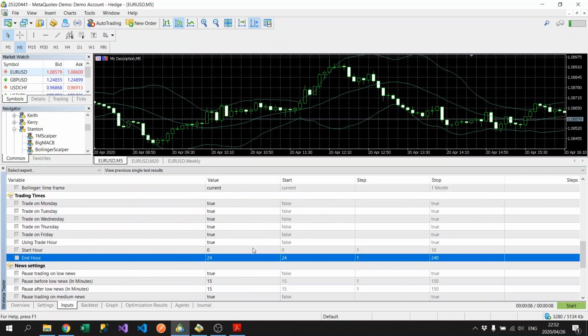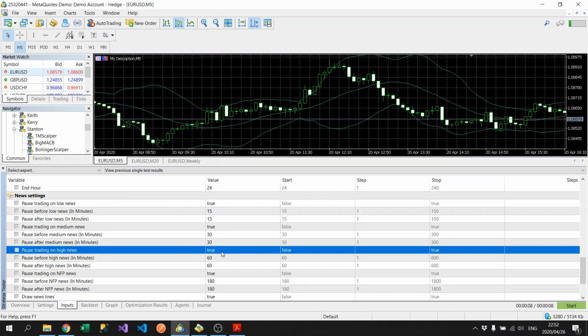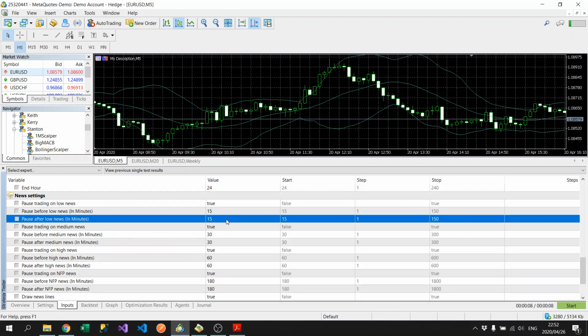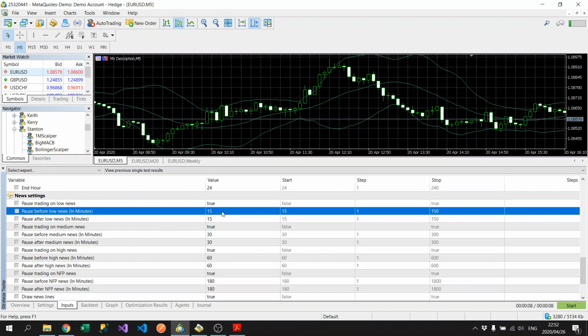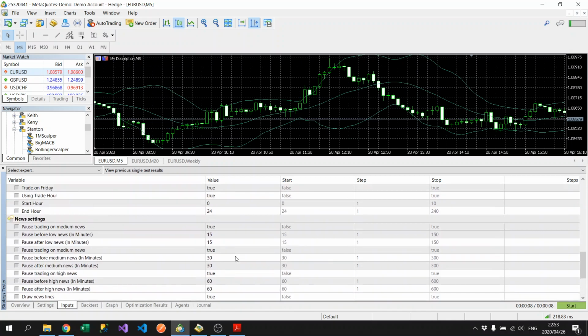We also have news settings. You can choose whether you want to trade on low news, medium news, high news, and also on NFP news. And you can specify how long before and after the news event you want to pause. So if you want to pause for 15 minutes before low news, then for 15 minutes before the news event it will stop trading, and for 15 minutes after the news event. If you want to trade during low news events, you just set this to false, and then it will trade during the news events. Okay, so that is the algo.